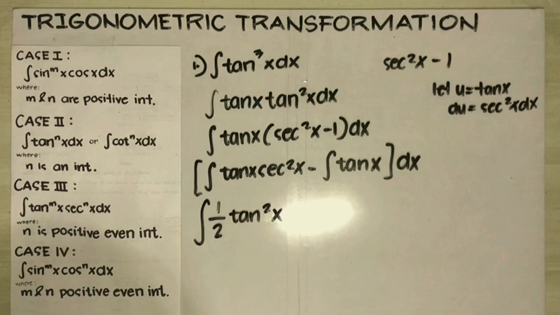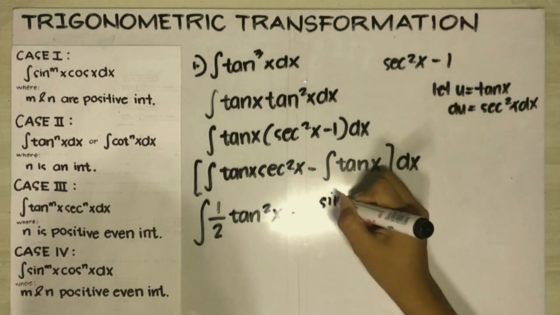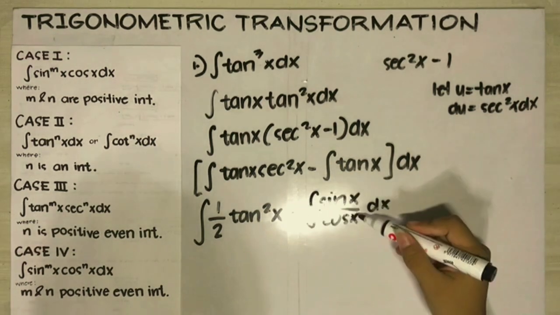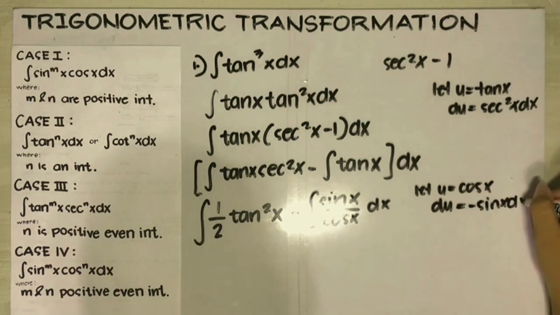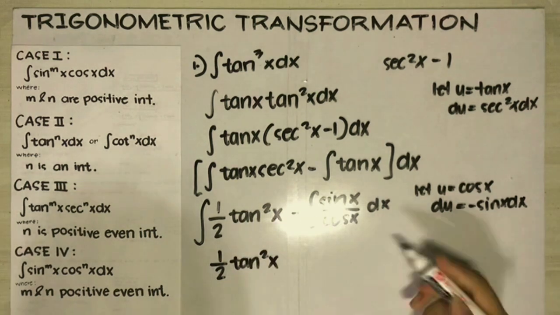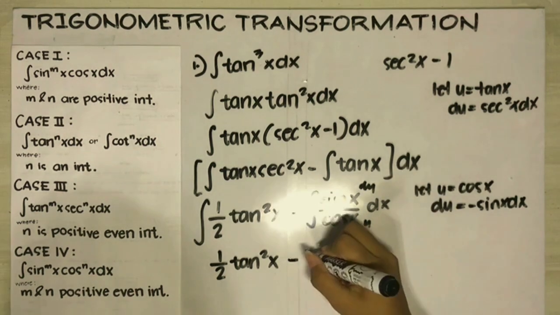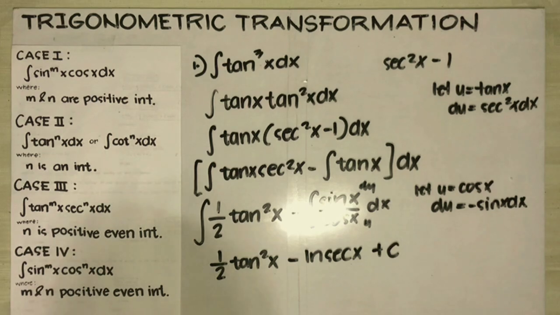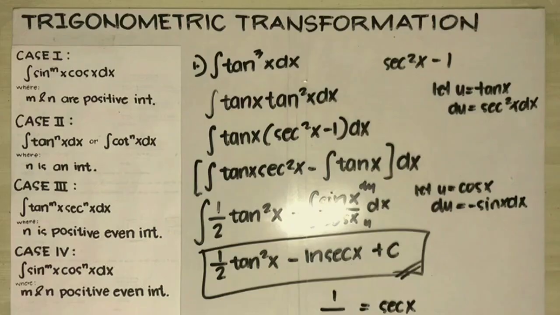Since we use the power rule, n plus 1 all over n plus 1, minus the integral of sine x all over cosine x dx, because tan x is also equal to this one. So that we can use the logarithmic formula. So we have the ln secant x plus c, because 1 all over cos x is equal to secant x. So we have our final answer.